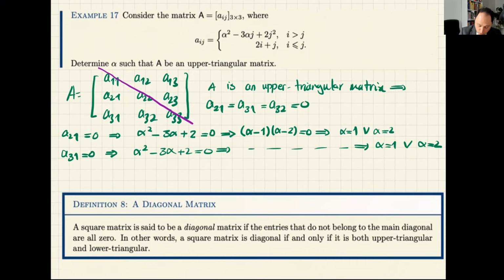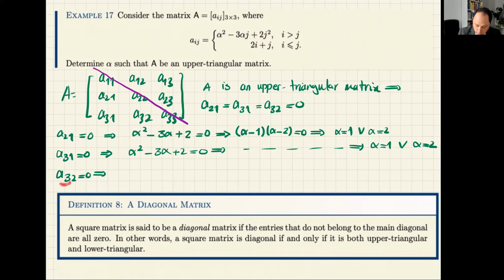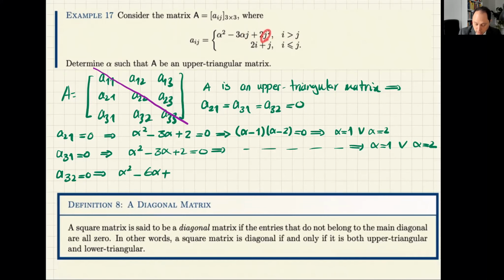Yes, but also I need A32 to be equal to 0. This means that which rule should I use? Oh, again, I have to use the first rule, yes, because the I index is 3, the J index is 2, and I is greater than J, so I have to use this. And this time I have to replace J with the J index, which is 2 in this case. So this gives me alpha squared minus 6 alpha. And then if I put 2 here, it becomes 8, yes?